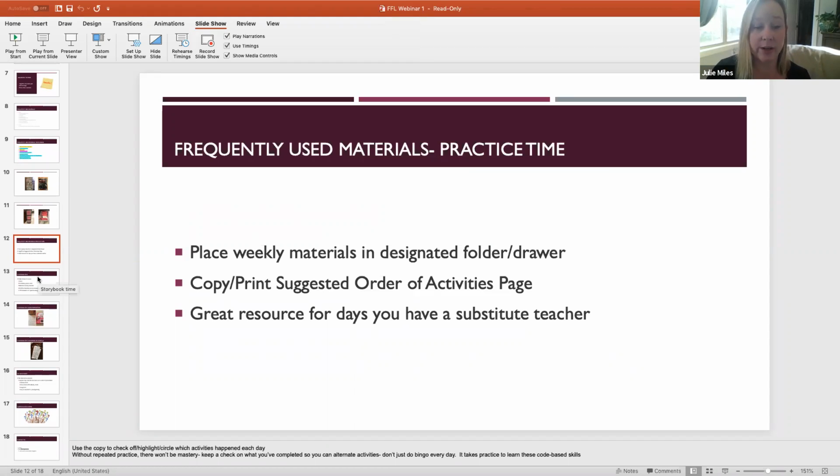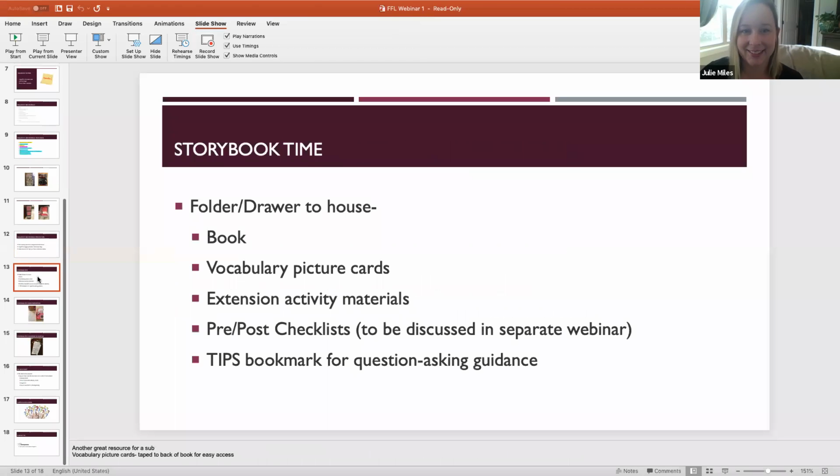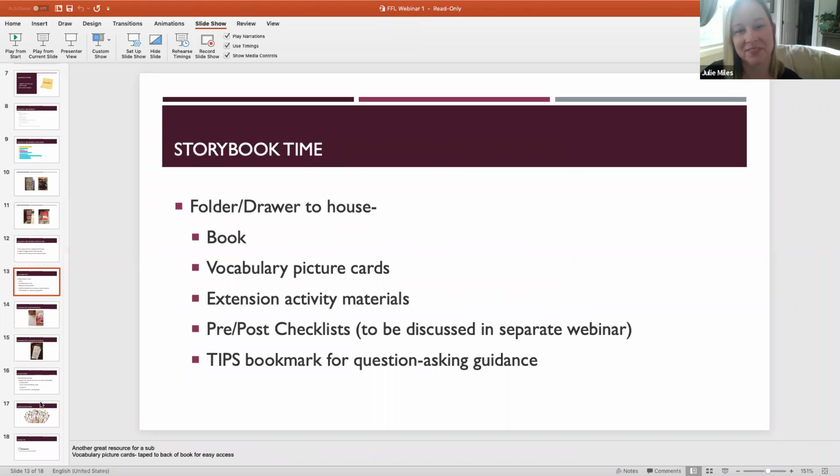And also, this is a great resource, the practice bin. If you're able to have their practice time materials in one folder or one bin, it's a great resource for days that you happen to have a substitute teacher. Whether you're sick or you're at a training, they can't do the program. It's too difficult. However, the practice time materials, because they're game-like, would be an easy substitute for them. Next slide. Which brings us to storybook time.